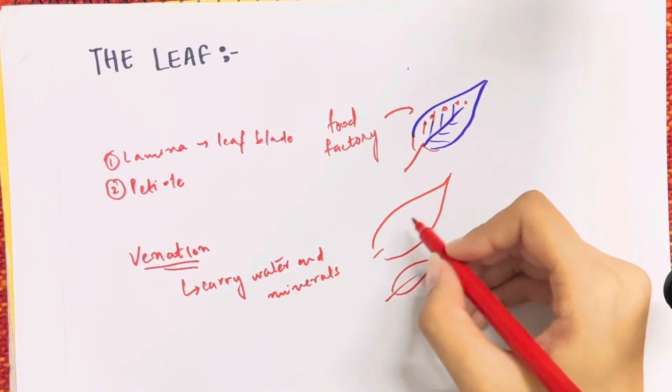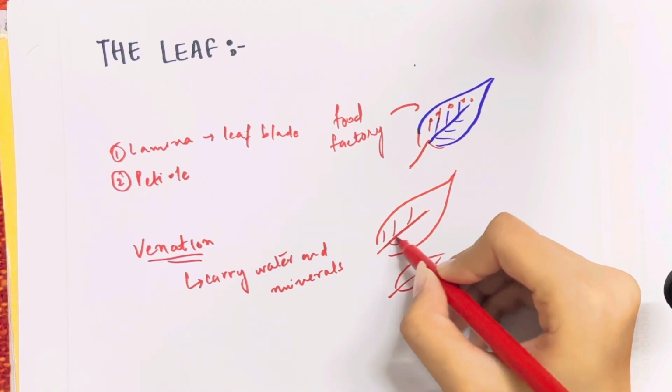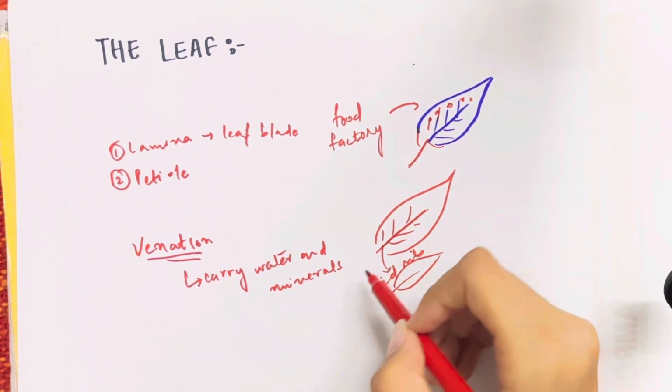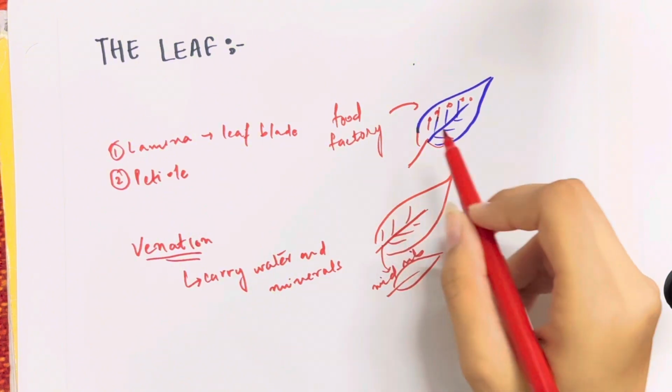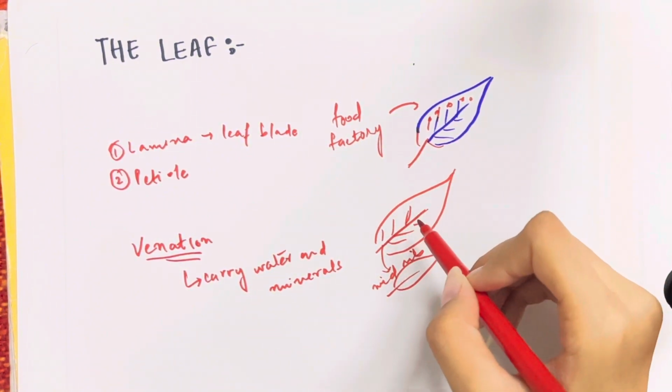The veins are connected to the midrib. All the veins present in the leaf blade are connected to the midrib. This is the midrib. It forms a network of vessels throughout the leaf. Each vessel is termed a vein.